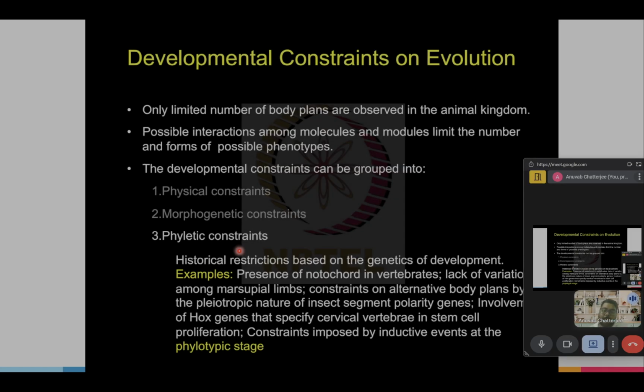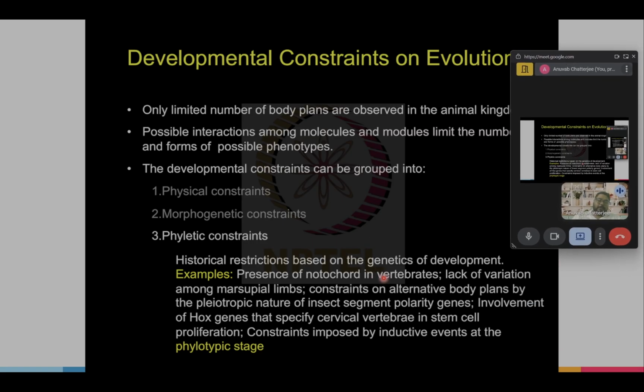And finally, we have phyletic constraints, which are historical restrictions based on the genetics of development. For example, the notochord is still present in vertebrates but does not have any adult function. Other examples are the lack of variation in limbs, constraints on alternate body plans, the pleiotropic nature of insect segment polarity genes, and the involvement of Hox genes that specify cervical vertebrae and stem cell proliferation. These are constraints imposed by inductive effects of the phylotypic stage.